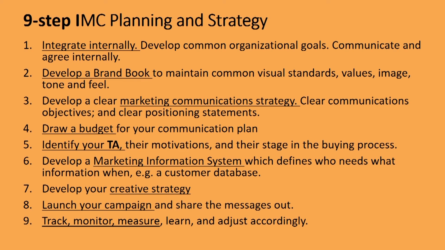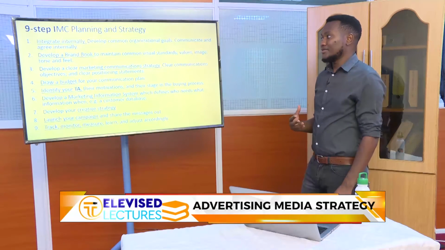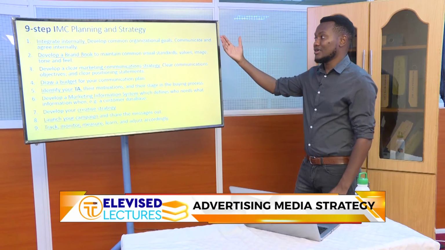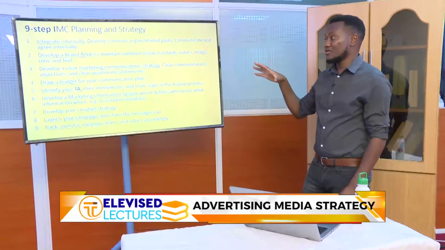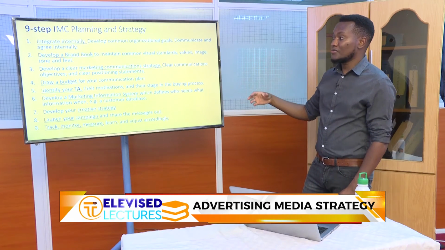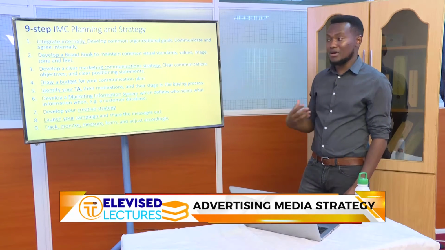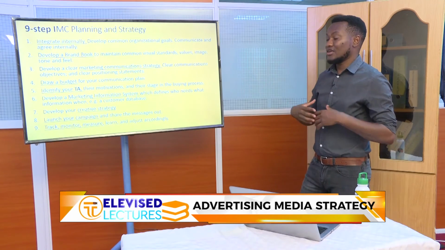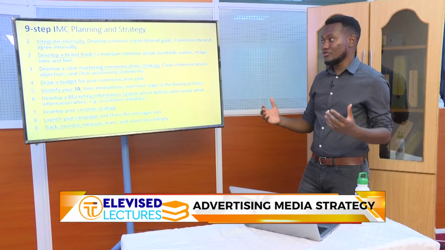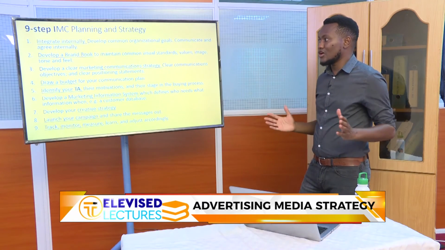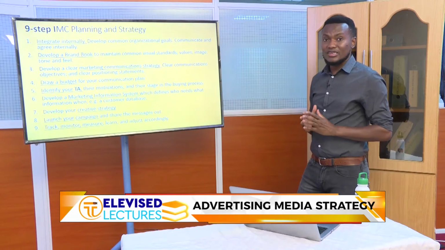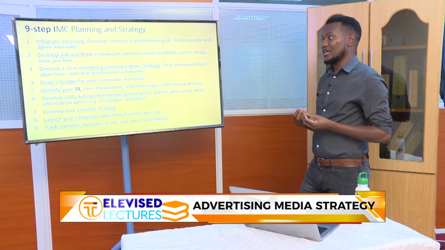And then you look at the budget. The budget is a very important component, even though it's not number 1, number 2, or number 3, it doesn't mean that the priority is less, because the communication plan a lot of the time is dictated by the budget, depending on the things that the finances can allow you to do at that particular time. And once you draw up that budget, then you identify your target audience at number 5.